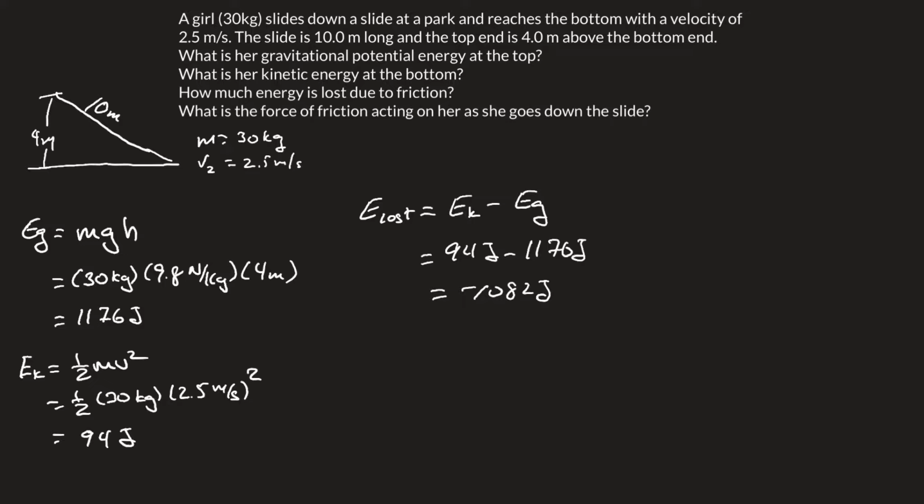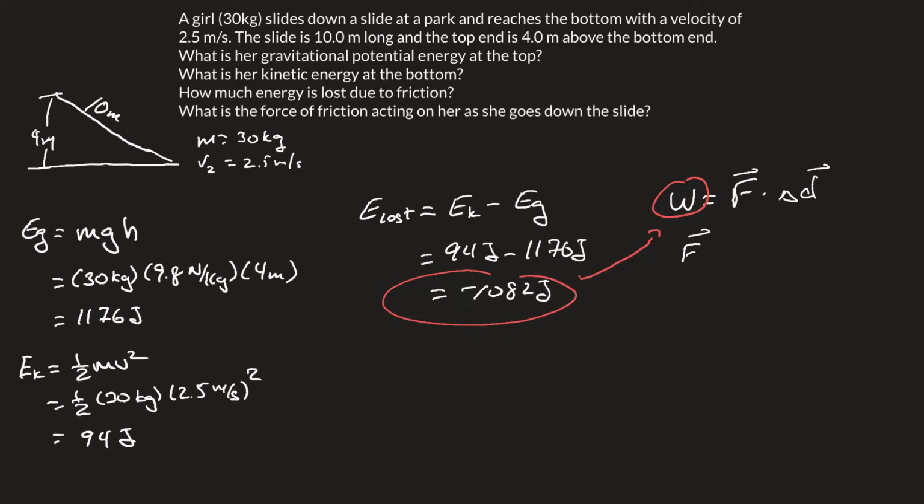Lastly, we want to know what is the force of friction acting on her as she goes down the slide. So it's important here to remember our work equation, which is work equal to the force, in this case the frictional force, times the change in displacement. So we know the work done by friction. The work done by friction is going to be equal to the amount of energy lost due to friction. So those values are going to be the same.